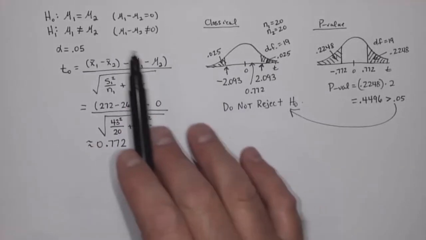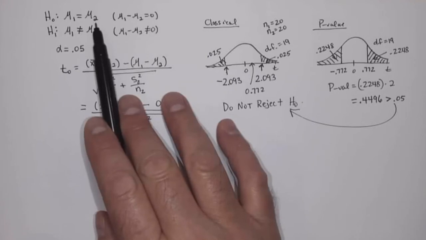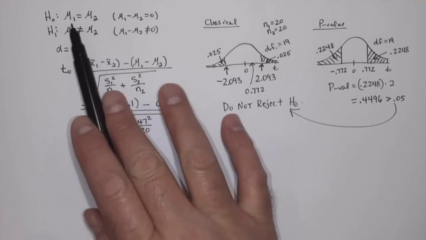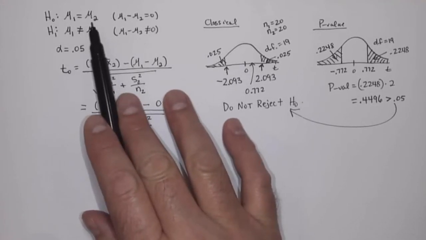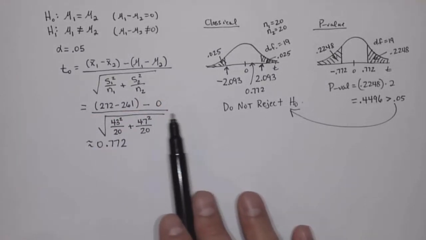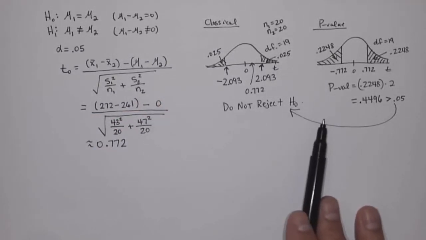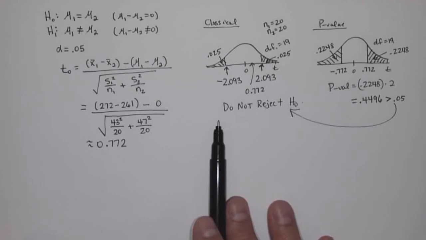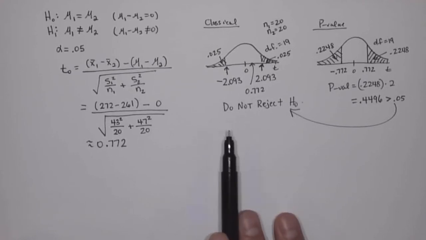So our question was, does mu1 equal mu2, or is mu1 not equal to mu2? Well, we did not reject the null hypothesis. So our conclusion is that business travelers and leisure travelers walk at the same rate. The difference in their walking speeds is not statistically significant. So again, as far as we can tell, business travelers walk the same speed as leisure travelers.